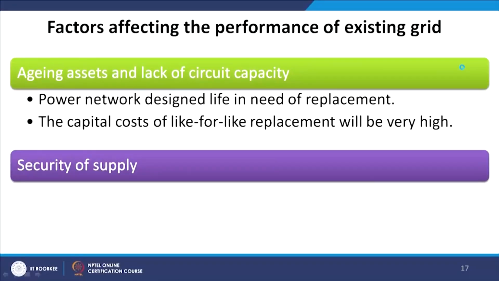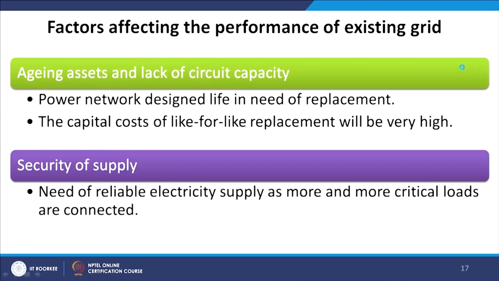Aging assets and lack of circuit capacity. Most of the assets in this country are 40 to 50 years old. They require quick replacement, and the power network design life needing replacement is the biggest challenge. The capital cost of like-for-like replacement will be very, very high. Security of supply: we need reliable electricity supply as more and more critical loads are connected.